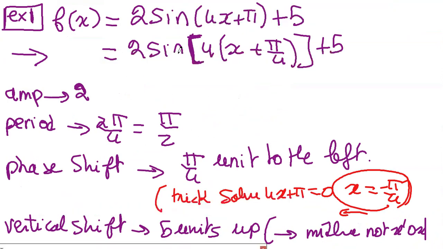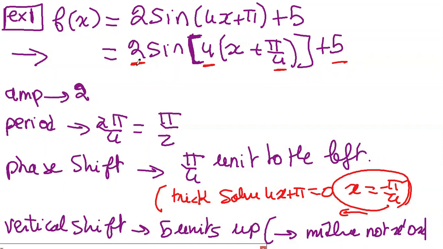If I want to graph, guys, f(x) = 2 sine(4x + pi) + 5. First of all, I need to factor out 4, because inside I need to see the value that multiplies x. So the first step, I need to factor out 4. So it's going to be 2 sine 4(x + pi over 4) + 5. And now I can see all the possible transformations. I have 1, 2, 3, and 4 here. First, the amplitude is 2.